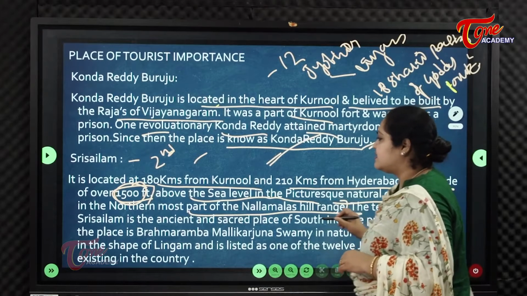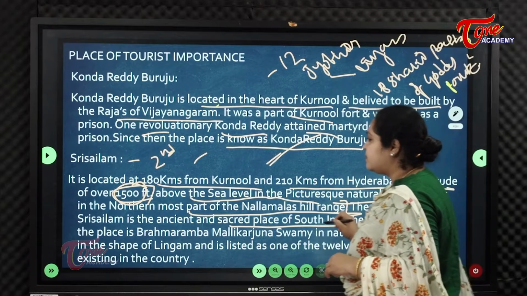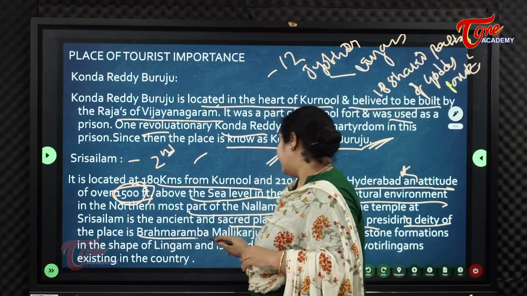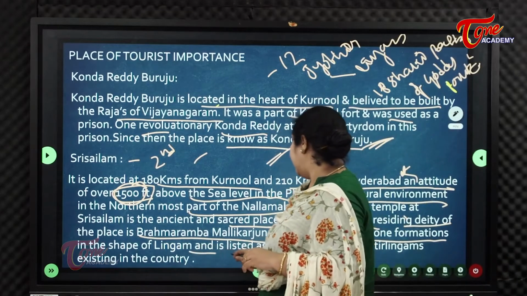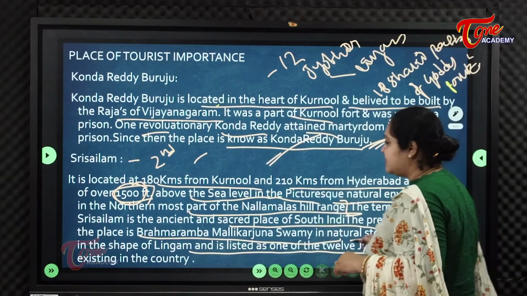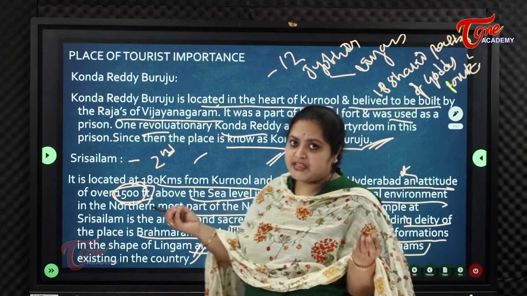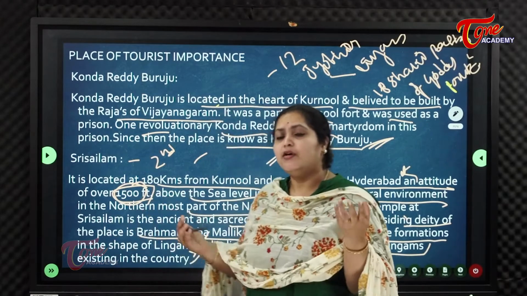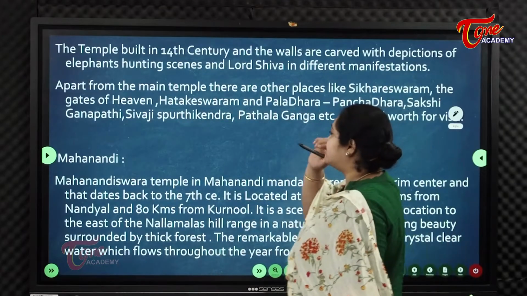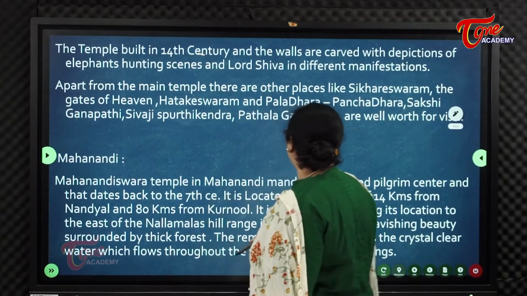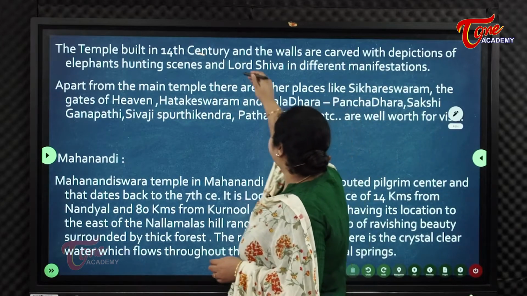The temple at Srisailam is an ancient and sacred place of South India. The presiding deity of the place is Brahmaramba Mallikarjuna Swami in a natural stone formation in the shape of a lingam, and is listed as one of the 12 Jyotirlingas existing in the country. It is a most visited religious place, not only from Andhra Pradesh but from all over India. The temple was built in the 4th century, and the walls are carved with depictions of elephants, hunting scenes, and God Shiva in different manifestations.